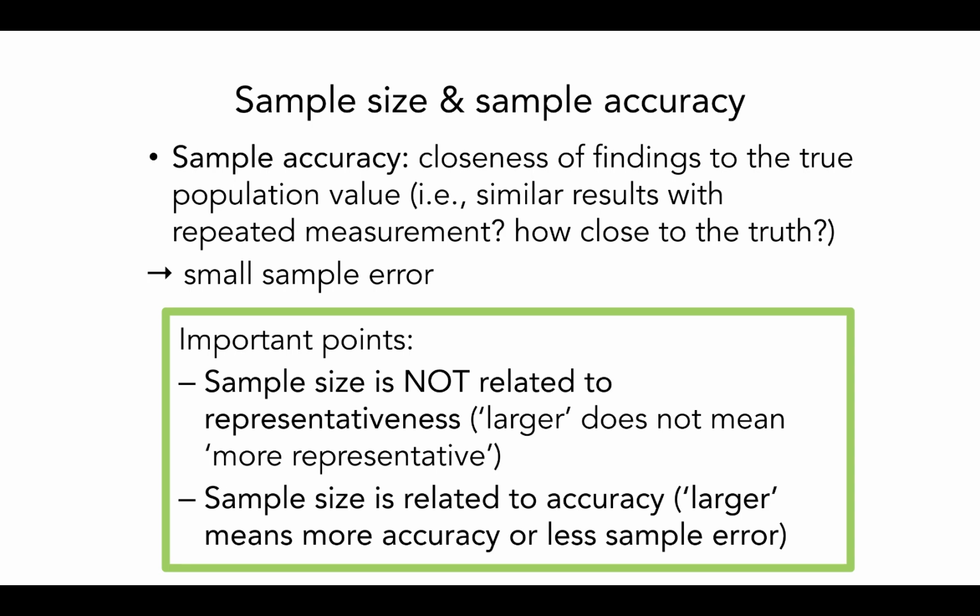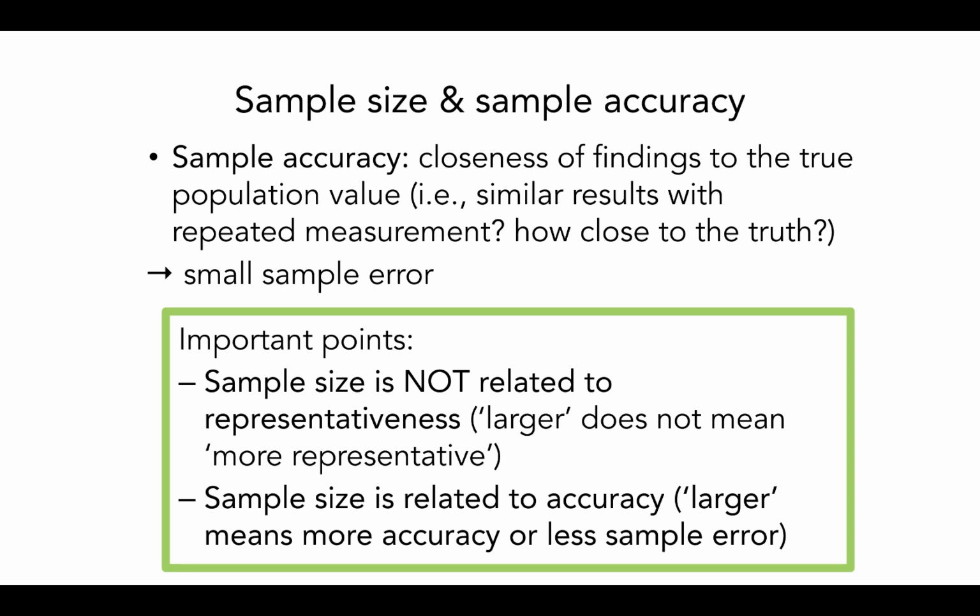Now this idea of accuracy, or closeness of your findings to the population's value, is inversely related to sample error. High accuracy means you have small sample error. Kind of makes sense. If you have an accurate estimate, you have few errors, or you have little room for error. So that's a good thing. You want high sample accuracy. In other words, you'll have small sample error.